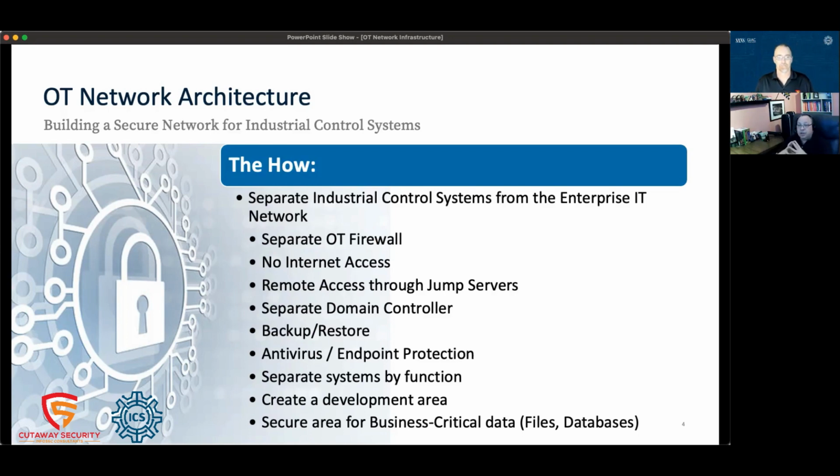Backup and restore is a key part. A lot of people are really, really good at backup. They never test the restores. One of the things I've been a proponent of, especially in the pharmaceutical industry, is when you test your restores, don't restore to production. Restore to a test or development network.